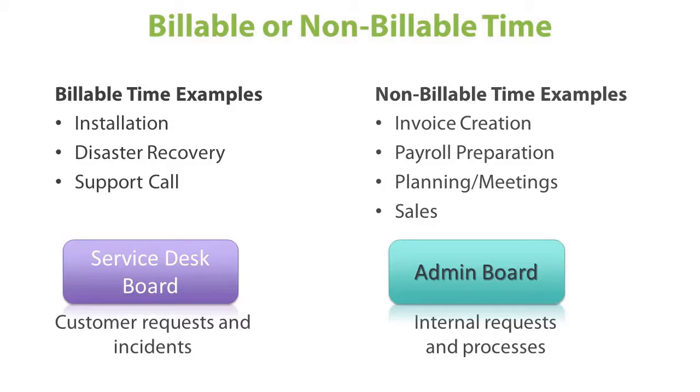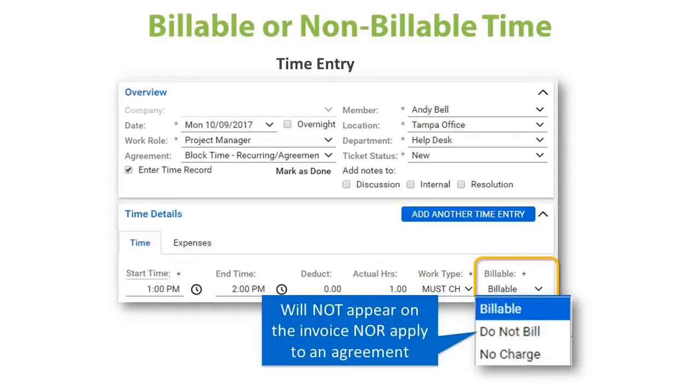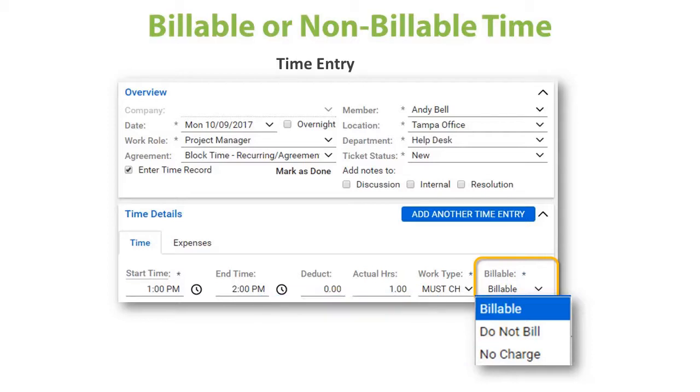Because they represent internal requests and processes, they are generally not billed to the client, but they are still essential to the business. Do not bill time will not appear on the invoice nor apply to an agreement. No charge time does appear on the invoice with a $0 rate, so you can show the client your work, but the time does not apply to an agreement. Billable, do not bill, and no charge options can all be used for tracking and reporting purposes.